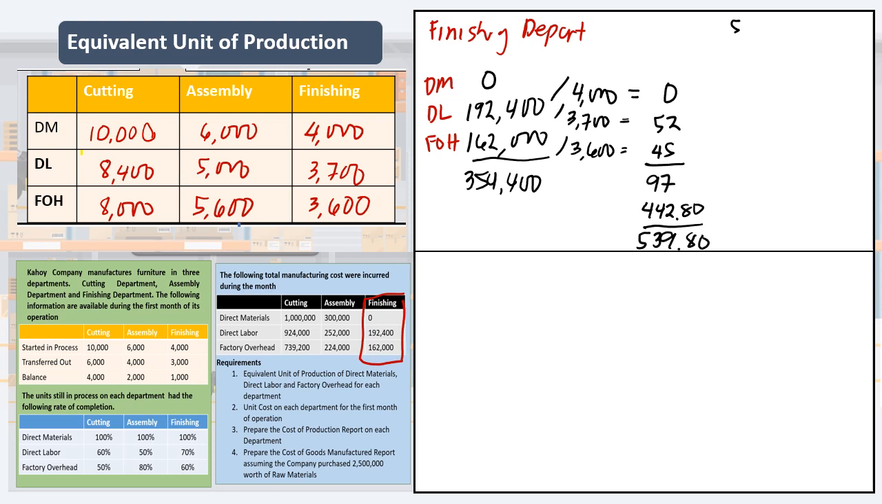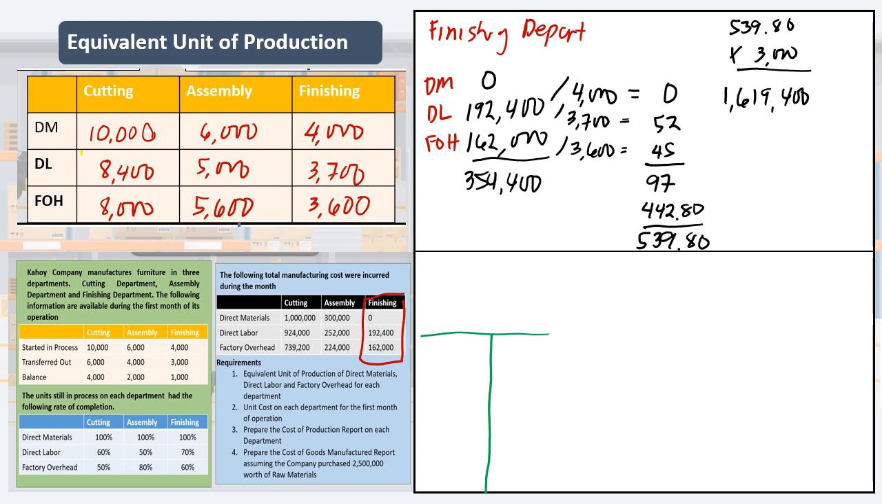Yung 539.80, ito na yung magiging basis natin ng cost of goods manufactured kasi nga final department na tayo. I-multiply lang natin yan doon sa cost of goods manufactured in units, and I believe meron tayong 3,000 units, di ba? Kasi out of 4,000, ang na-release natin sa finished goods inventory are 3,000 units. So, 539.80 times 3,000 units. So, ang ating cost of goods manufactured will be 1,619,400. So, let's prepare the T account.